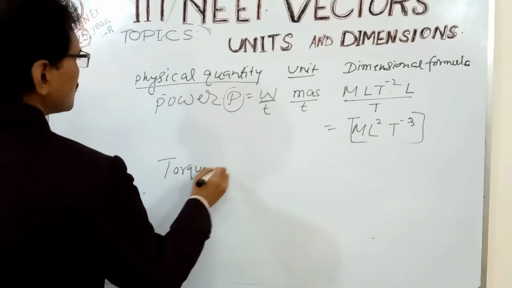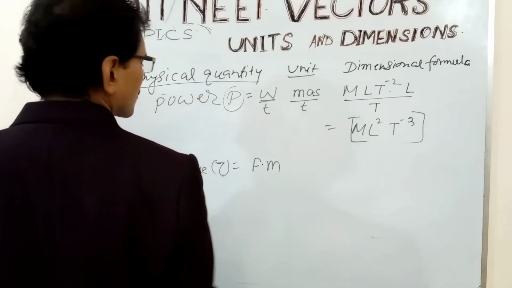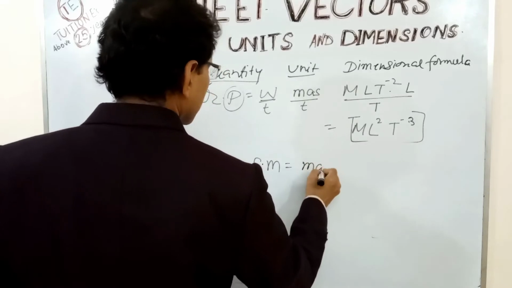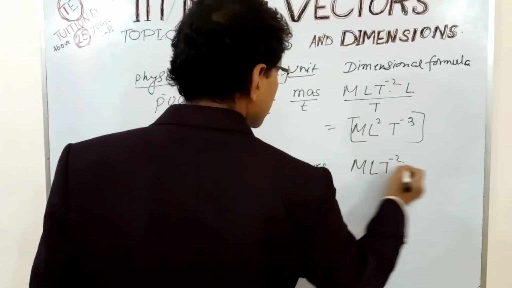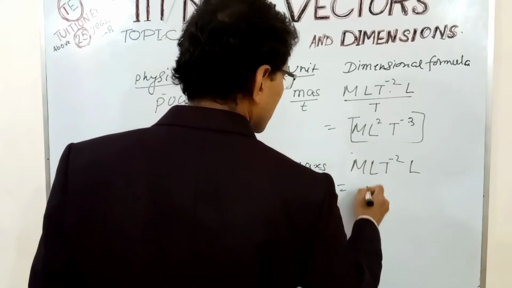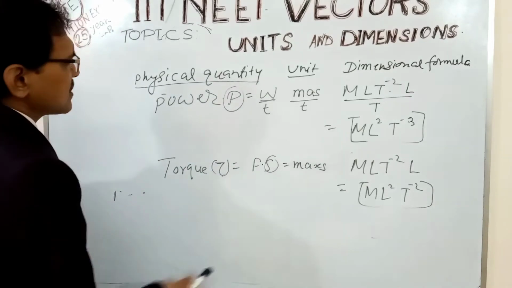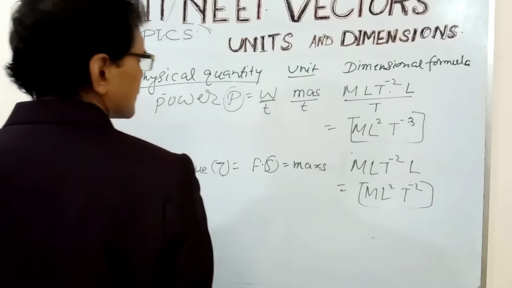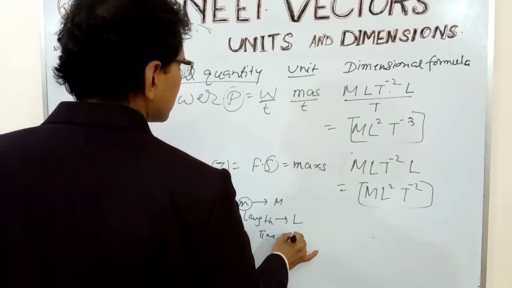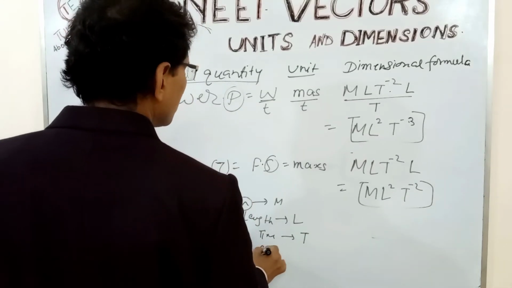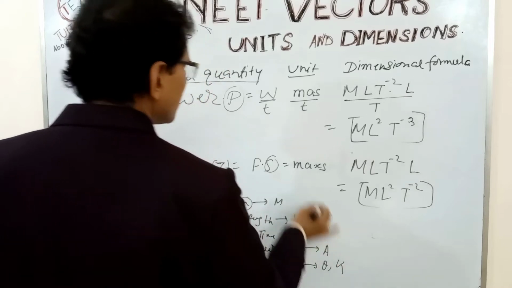Torque. Torque equals force into the perpendicular distance between the two forces. So force is m a, and force into perpendicular distance gives mass M, acceleration, and distance L. This is written within square brackets. That is how we find the dimensional formula. First we write the formula, then we write the unit, then we put mass as M, length as L, and time as T. And if we require current, we use A in place of ampere, and temperature is theta or K. We use these symbols.